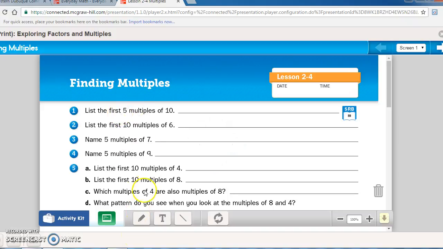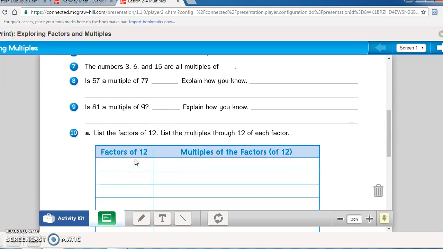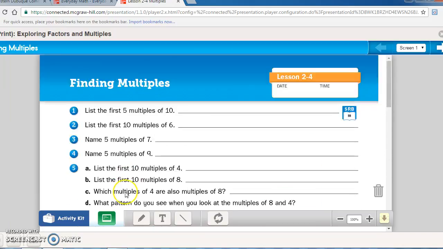So this is what the page looks like if you continued on. Please make sure to complete all numbers. And if you need help again, stop back at the table and I will gladly help you.